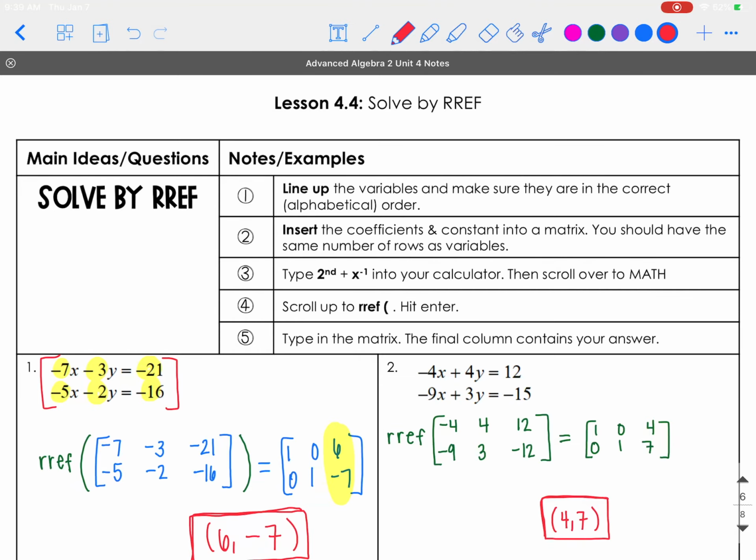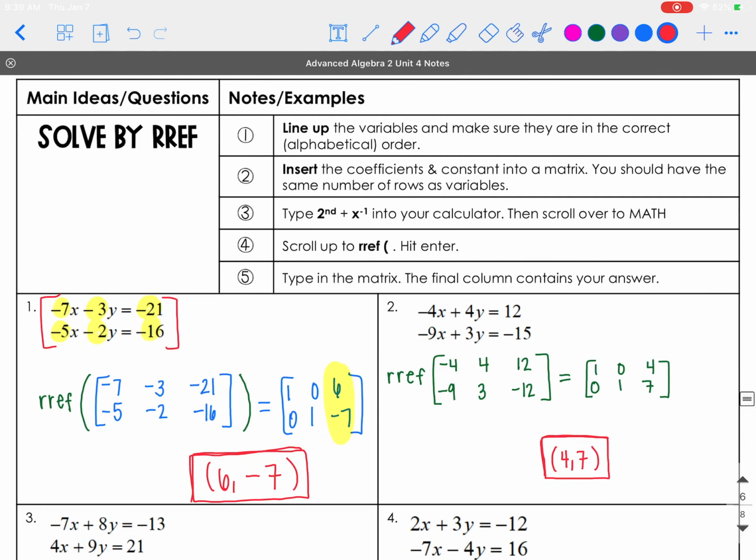Again, this actually works with, you could even have 3 variables, as long as you have the same number of rows. If I have an X, a Y, and a Z, then I have to have 3 rows in order to do that. And my matrix would be a 3 by 4. But most of the ones you'll see will just be X and Y. No big deal.